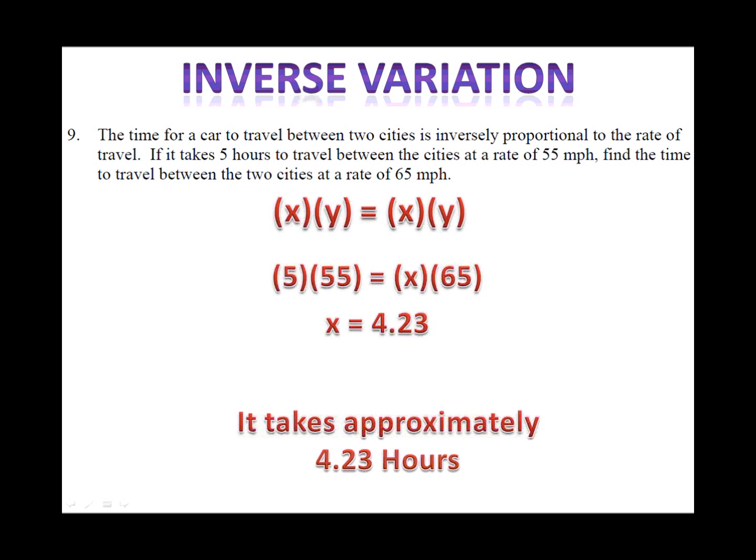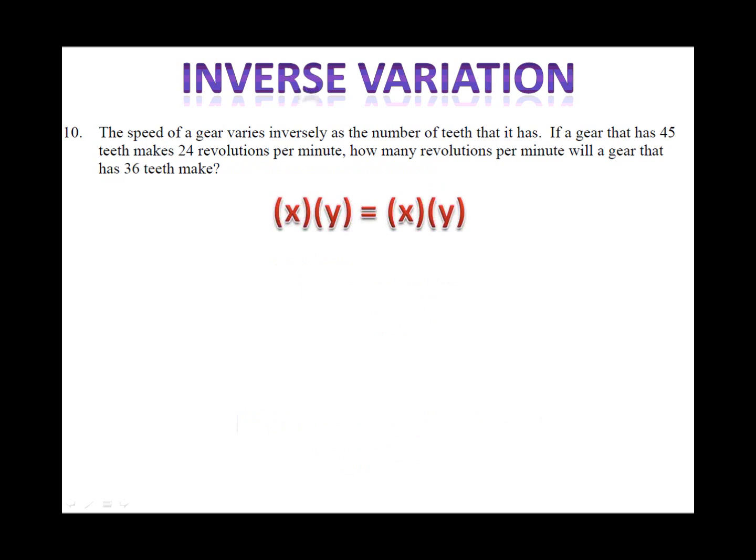Our next example involves the speed of gears. The speed of a gear varies inversely as the number of teeth that it has. The fewer teeth, the faster it goes. If a gear has 45 teeth, it makes 24 revolutions per minute. That means it turns all the way around 24 times. They want to know if a gear has 36 teeth, how many revolutions will that gear make in 1 minute?